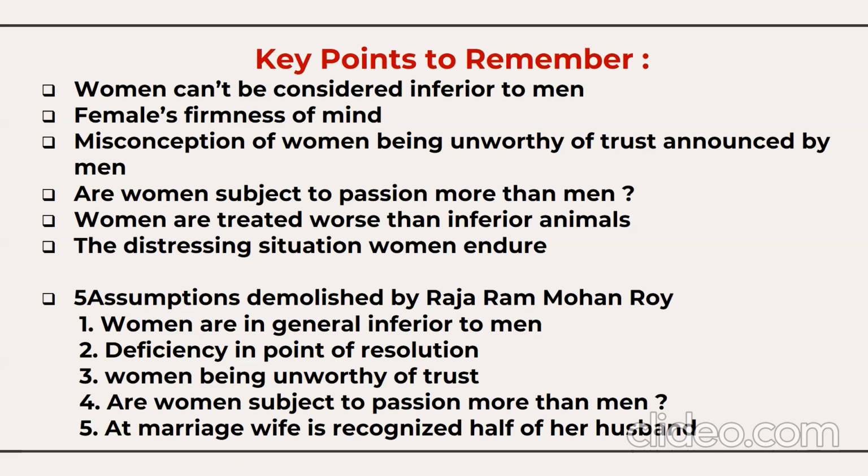Number two, deficiency in the point of resolution. Number three, women being unworthy of trust. Number four, are women subject to passion more than men? Number five, at marriage, the wife is recognized as half of her husband. So these are the key points of this lesson. Watch the video on summary and the question answers.